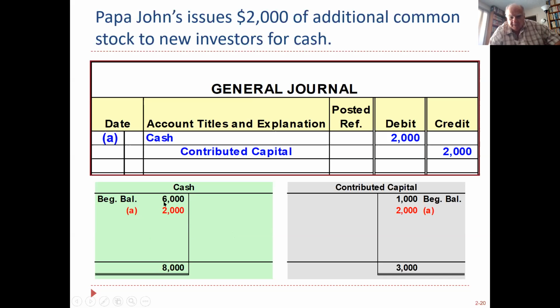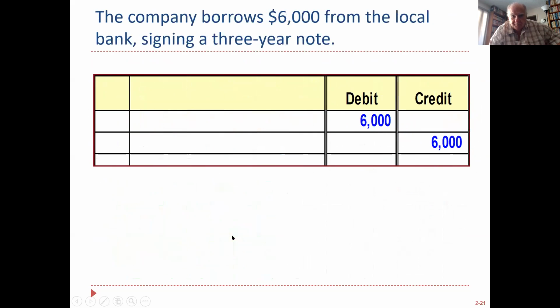This company at the beginning of the month had $6,000 in cash. They issued stock worth $2,000 more. So after that transaction, the cash balance is $8,000. The business had equity of $1 million at the beginning, and now it's gone up to $3 million. So the journal entry, you hit post, here is your general ledger.